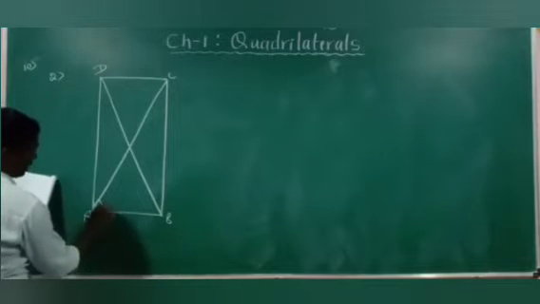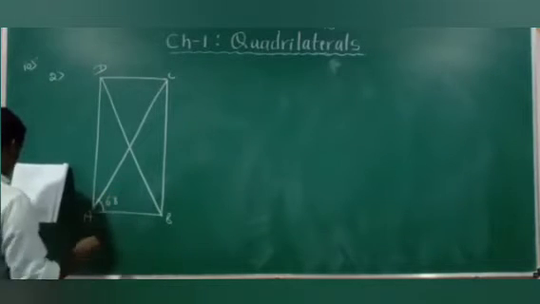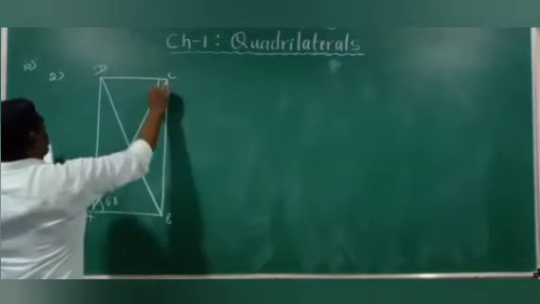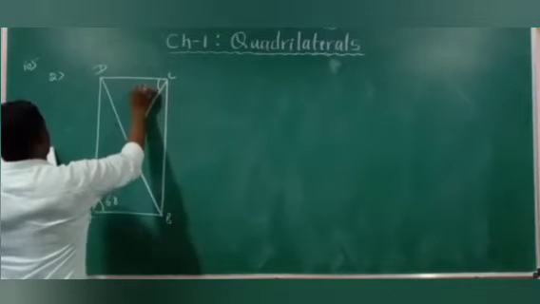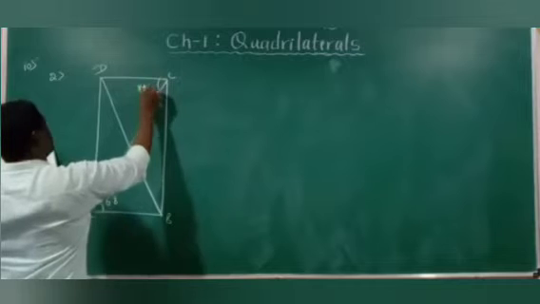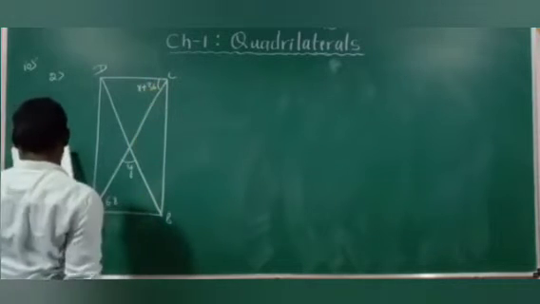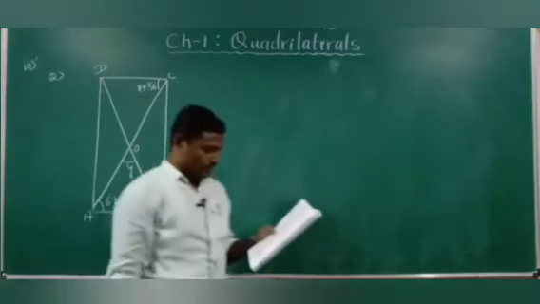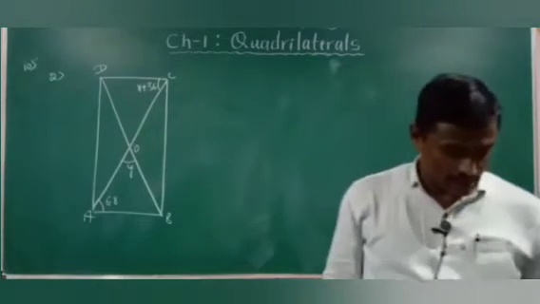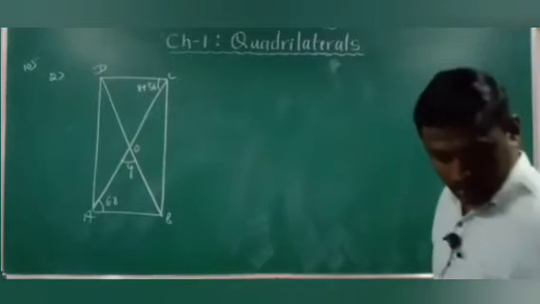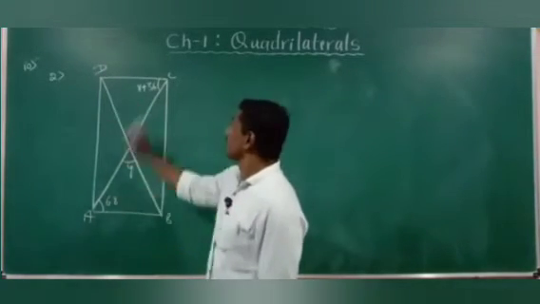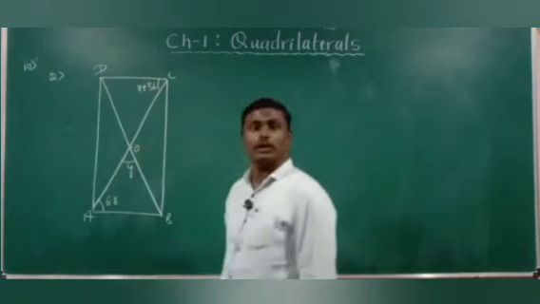Here this angle is 68 degree and this is Y and this one is X plus 36 degree, and the two diagonals intersect at point O. The two diagonals AC and BD intersect at point O.